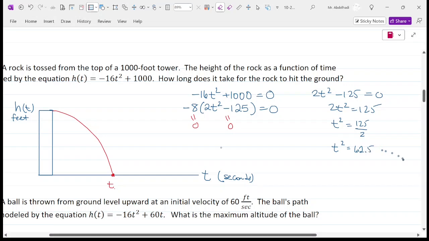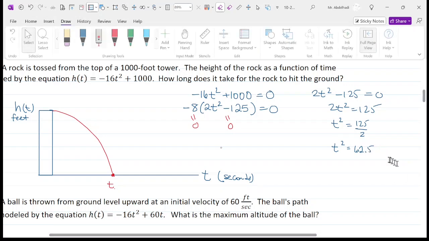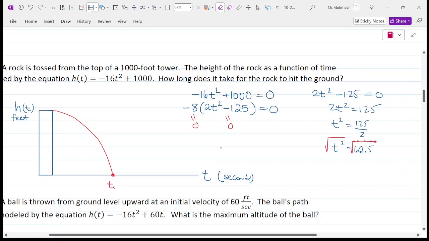62.5. Okay. And then what are we going to do after that? Square root both sides, right? What's the square root of t squared? Absolute value of t. And what is radical 62.5? 7.905. Now in this class, when you do stuff in decimal, and I'm doing this in decimal because it's a graph, you must go to 2 decimal places.